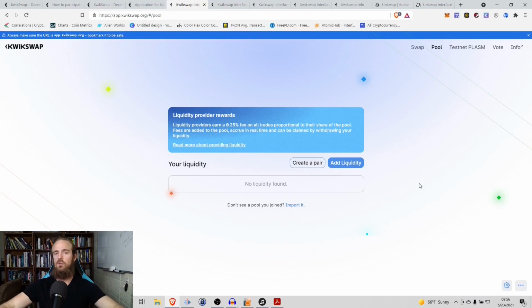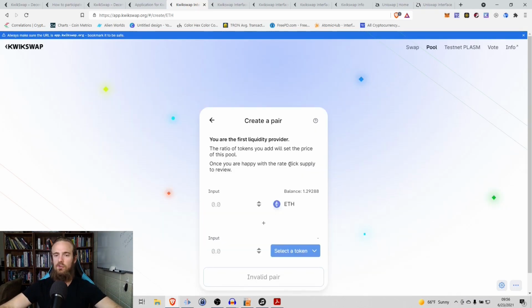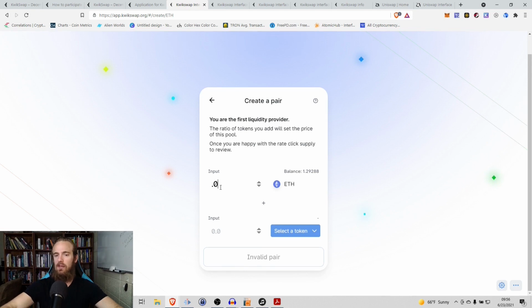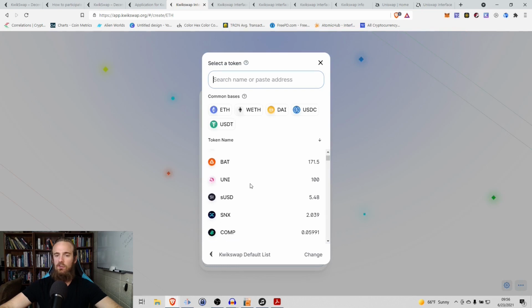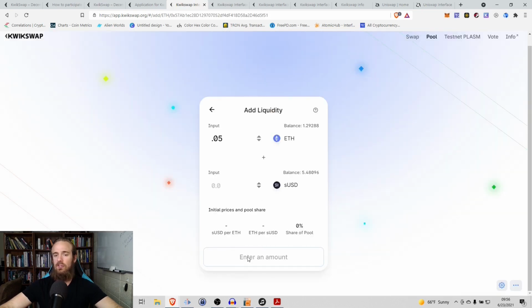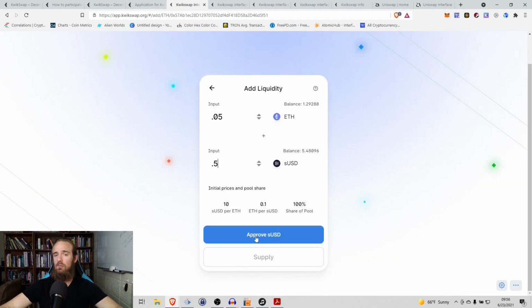The way that we would do that is quite simple. We would simply go to create a pair. We would enter the amount of Ethereum that we wanted to input, and then we would enter the other token. So we could go from Ethereum, for example, to SUSD. We would simply enter an amount of that, approve that, and then supply that to the protocol.